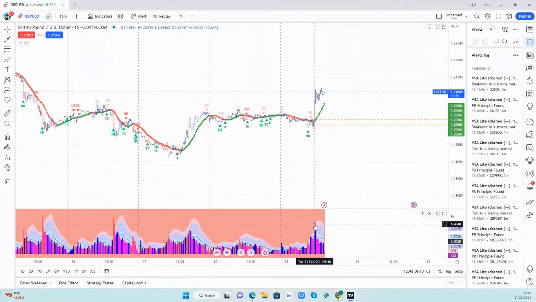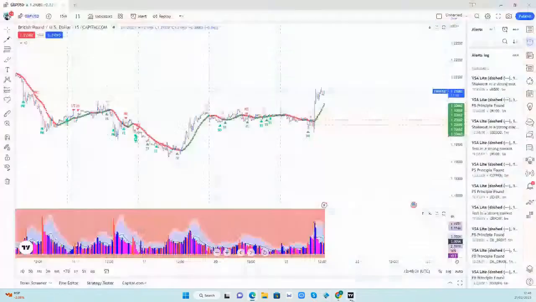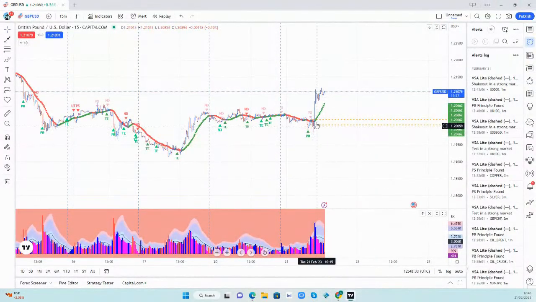And that happened in the news, the 9:30, where we were looking at the news. At 9:30, flash manufacturing PMI in the UK, and that's the one that I traded with the professional in a different system. But really, they knew that this is going to push up. They marked up the market, and now they're going to bring it back down. So really, that was the point.